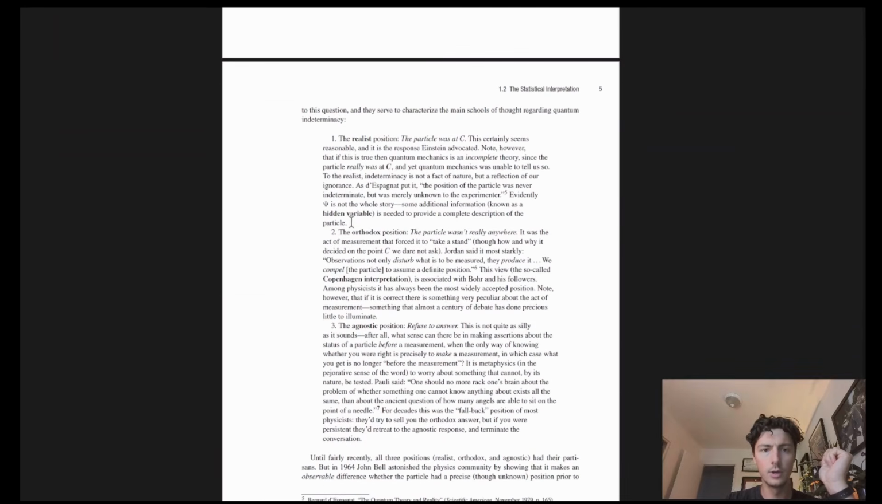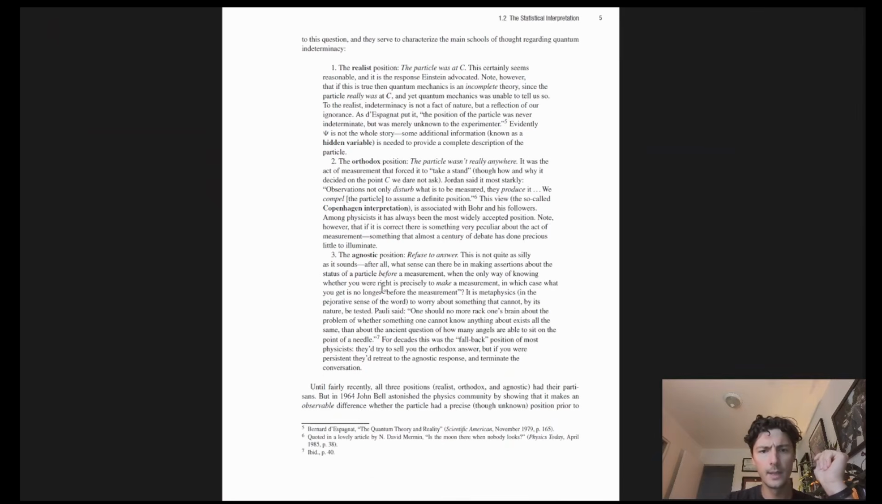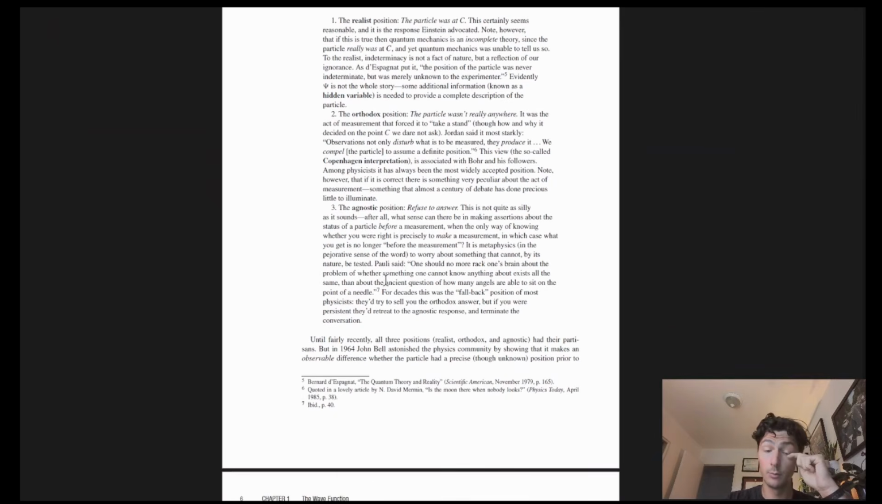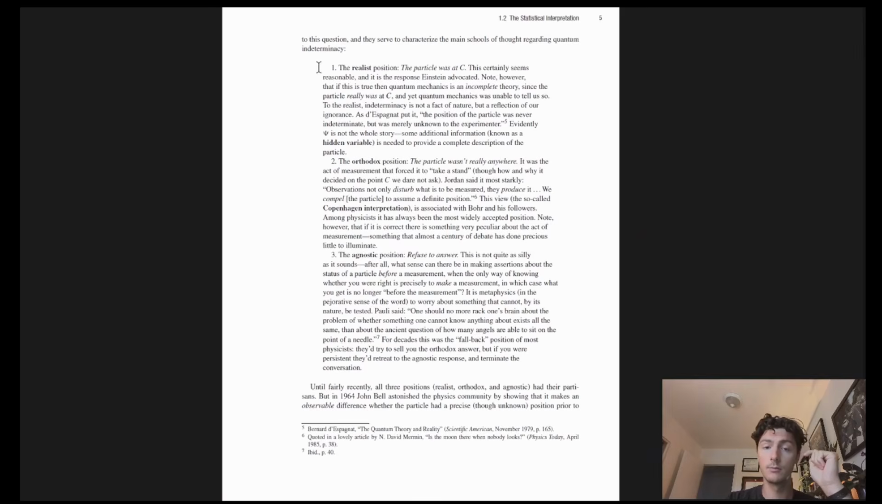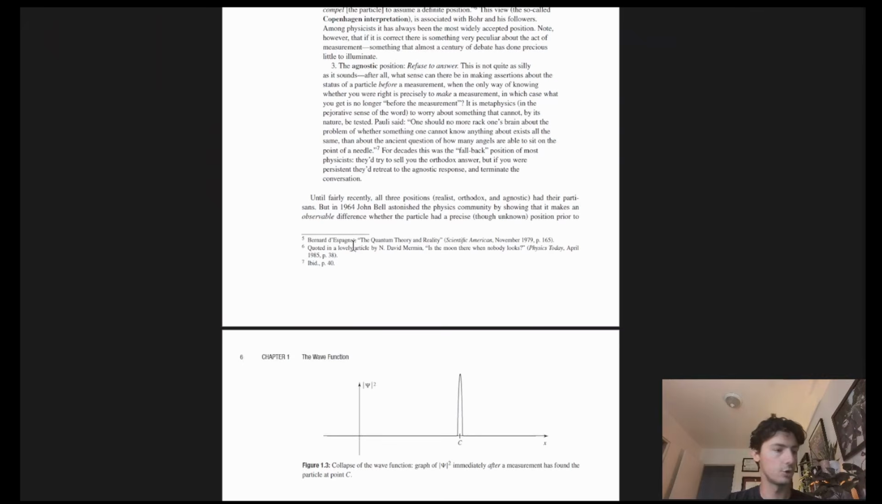Okay, we're going to zoom through. We have a list, 3 different points. The realist position, the orthodox position, the agnostic position. Then we have some more bolded words, hidden variable, Copenhagen interpretation, and that's about it for bold words. Okay, I think I'm going to read these in some free time because I wonder why they're listing this, and I'm kind of curious what these 3 different positions are.